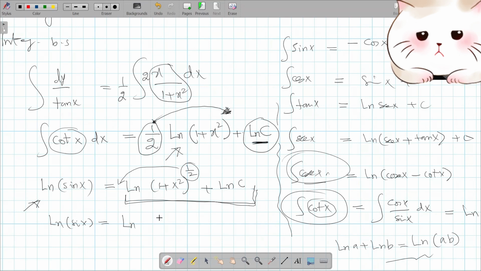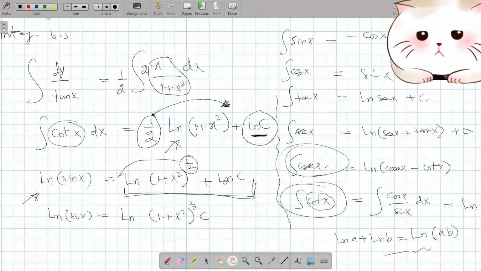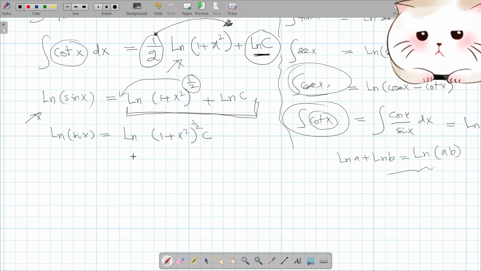So I can write it in a single log like this. Now what we will do, we will take anti-log in order to cancel this logarithm, both sides.